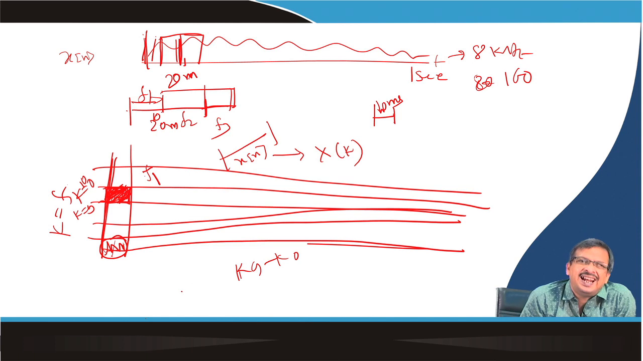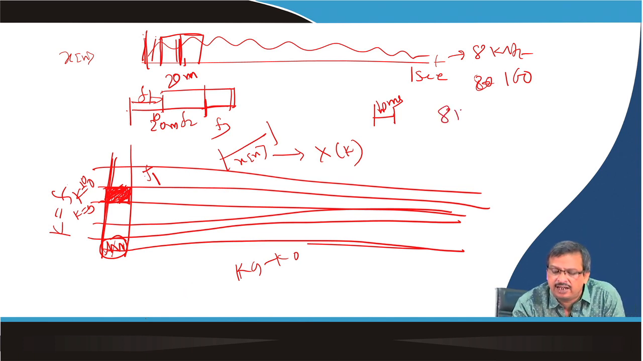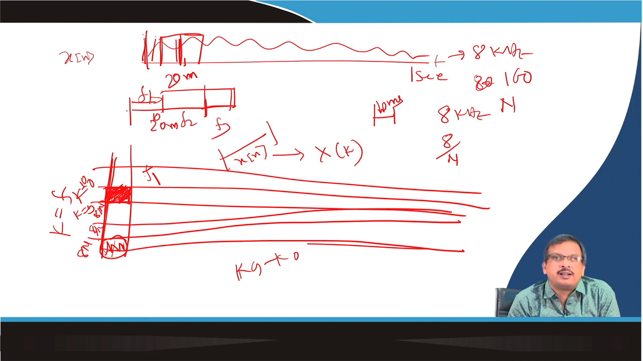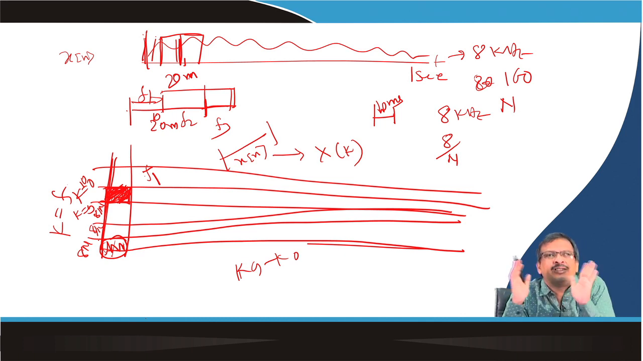So, how many k's are there? If my sampling frequency is 8 kilohertz and the length of the DFT is n, I know the resolution is 8 by n. So, each band's width is 8 by n, 8 by n, 8 by n. So, I can say those are band pass filters, each of width 8 by n. So, how many bands will be there?